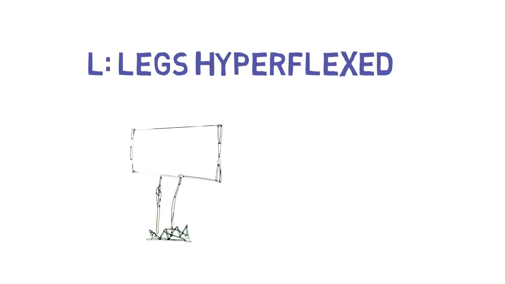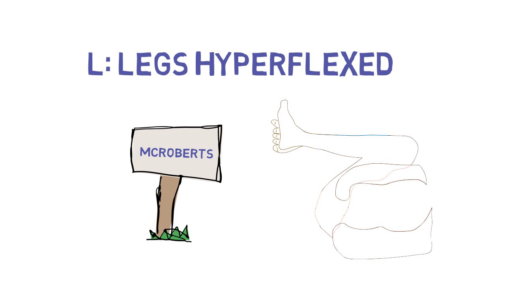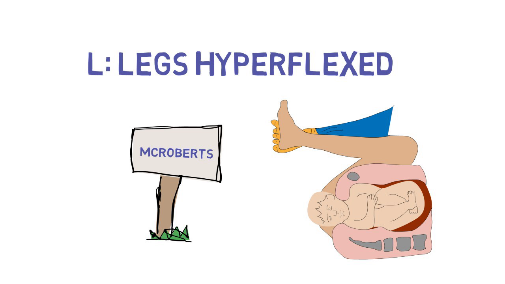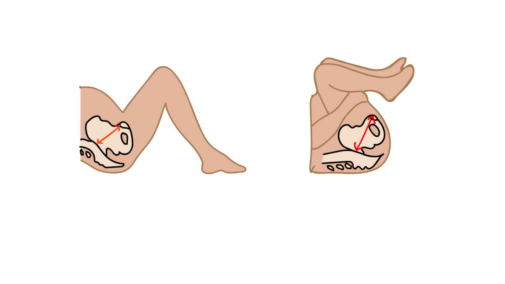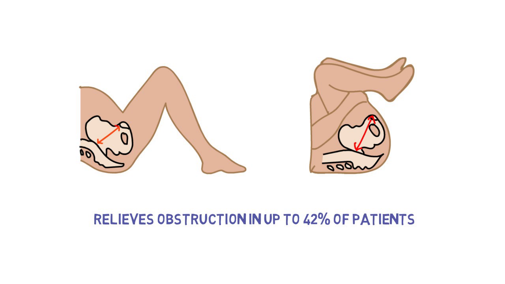Specifically, two members of the obstetrical team need to stand on either side of the patient and hyperflex her legs. This is known as McRoberts maneuver. The patient's legs should be flexed all the way back so that her thighs are against her abdomen. This movement rotates the pubic symphysis and flattens the sacrum to relieve obstruction. This may be sufficient to relieve obstruction in up to 42% of patients. If the shoulder dystocia persists, move on to the next step.